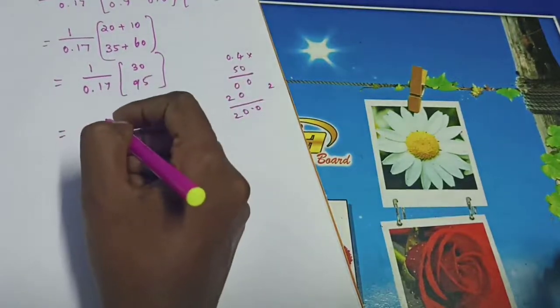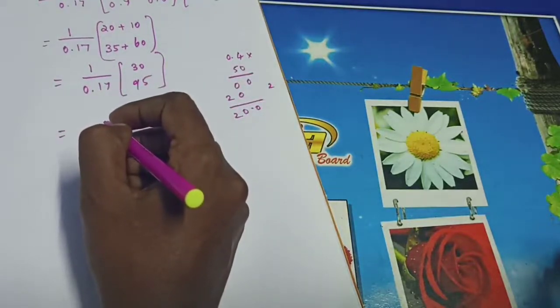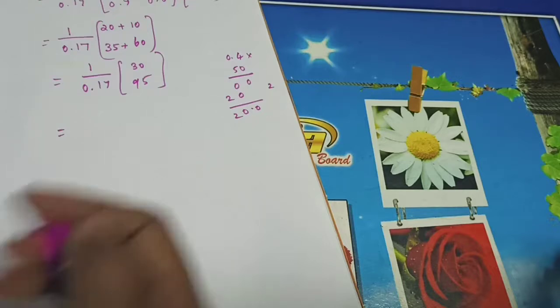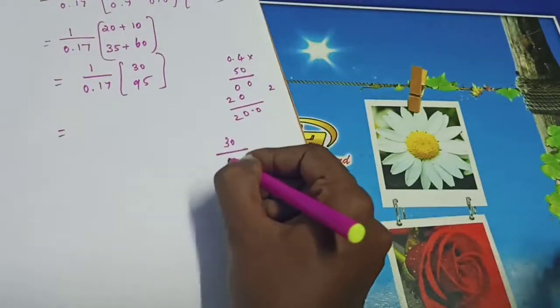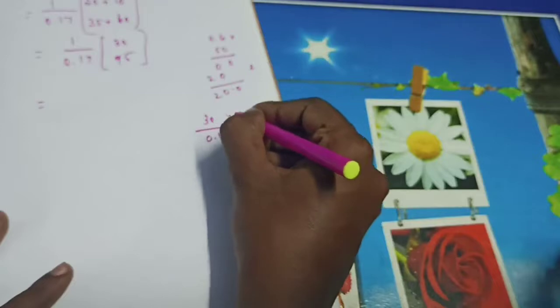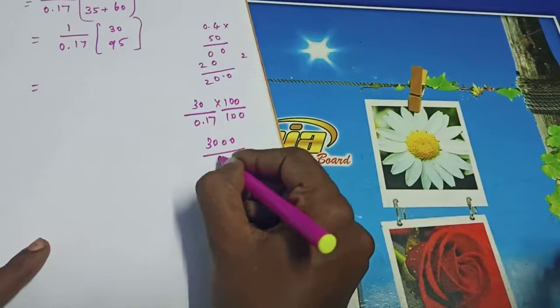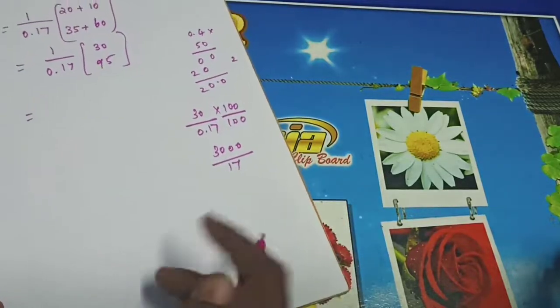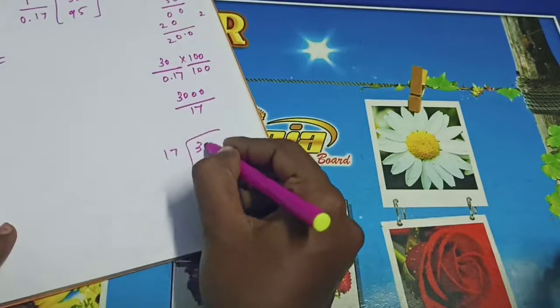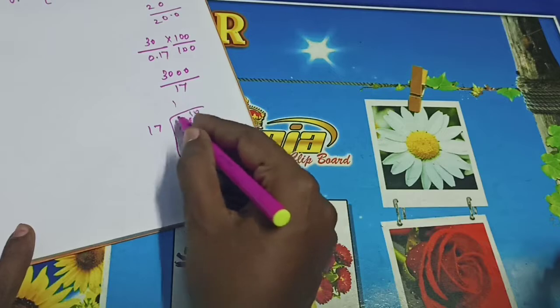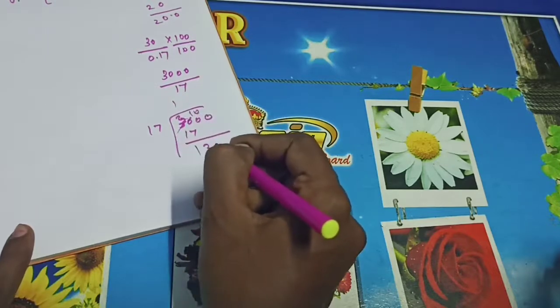That's equal to, we are going to multiply and divide. So what will happen? 30 divided by 0.17. How will we find this one? Both numerator and denominator we will multiply by 100. We will get 3000 by 17. Correct? Now you divide it and see: 17. So 3000 means 1 by 17 is 17. What's the balance? Here 10, here 2. So 3, 1 is 130.